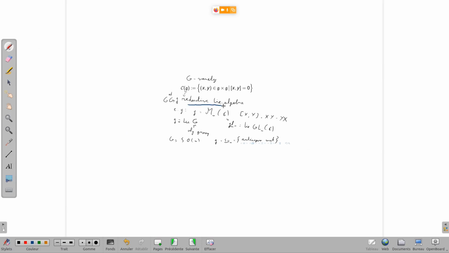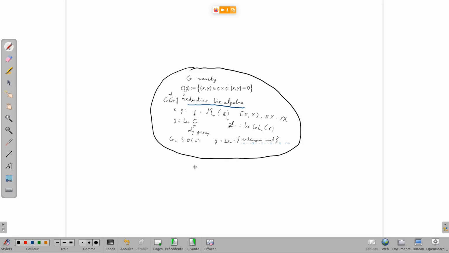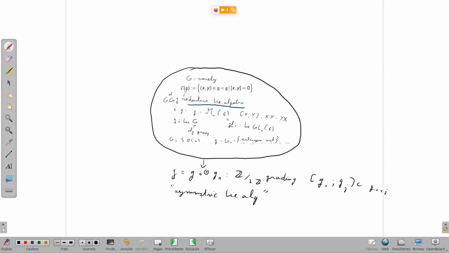So this is the setting of reductive Lie algebras. And one possible generalization is to consider a Z2 grading on a Lie algebra. And then this is what is called a symmetric Lie algebra. What we ask in this Z2 grading is that [g_i, g_j] is included in g_{i+j}. And there, g_0 is a reductive Lie algebra associated to a reductive group, and we have g_0 acting on g_1.